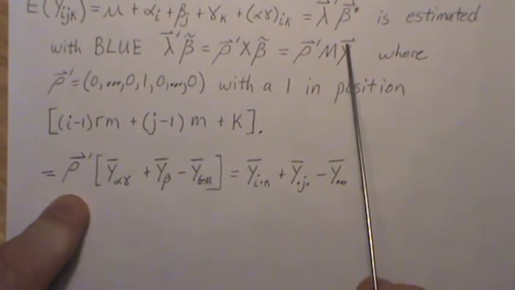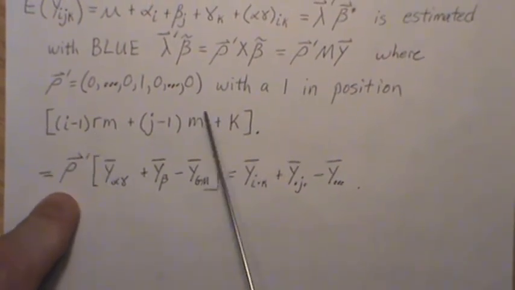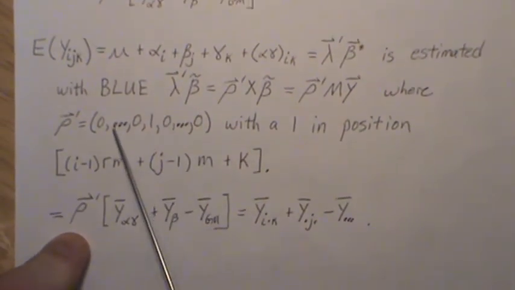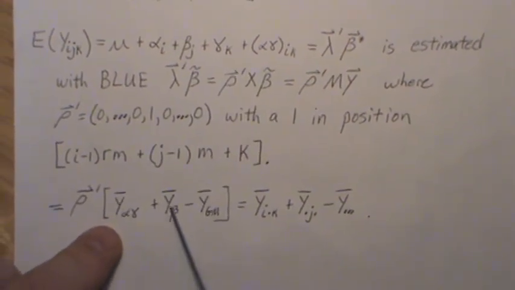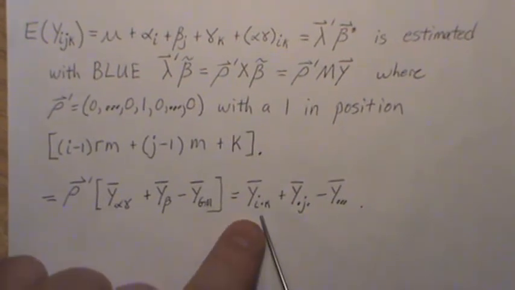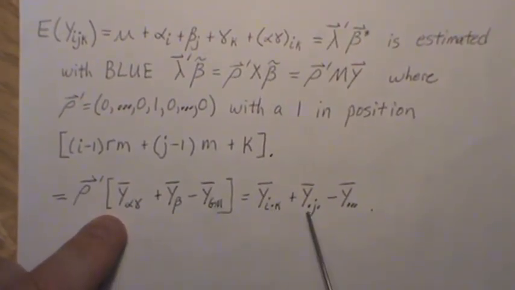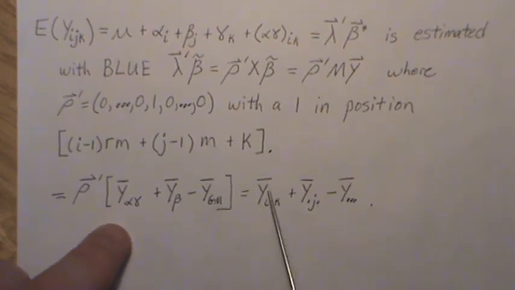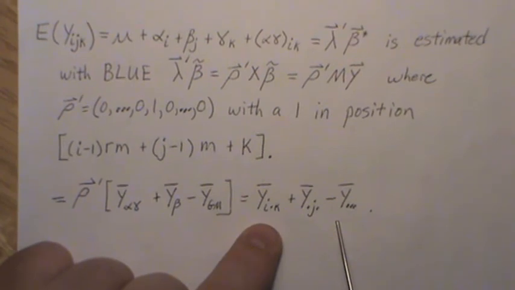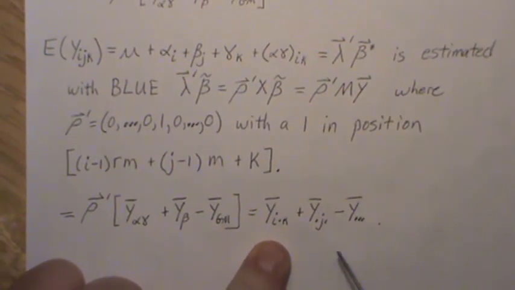Remember, this right here created those mean vectors, but this is all zeros but 1. So it picks off just that component, and you get the mean of i dot k dot j dot, and then minus the grand mean, and that's it. So this is the BLUE for this mean response.